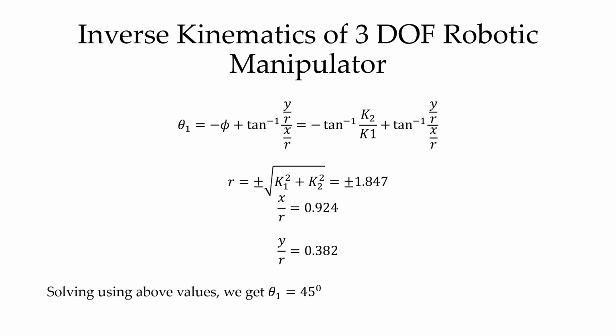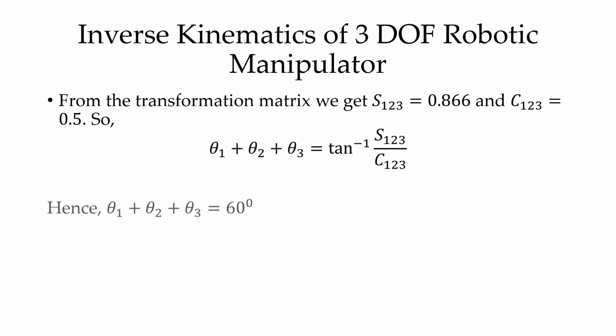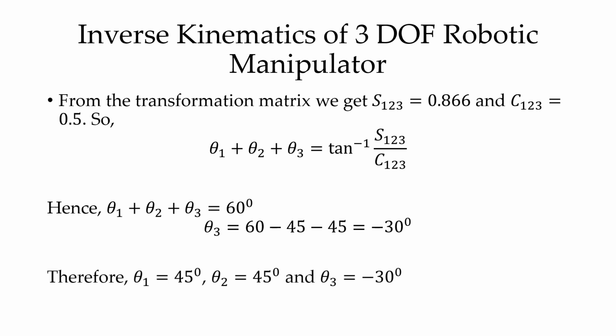So now we have got theta 1 and theta 2. If you look at the transformation matrix, we can see that S123, that is sin theta 1 plus theta 2 plus theta 3, was equal to 0.866, and similarly cos theta 1 plus theta 2 plus theta 3 was equal to 0.5. So using that knowledge, we will find the value of theta 1 plus theta 2 plus theta 3, and it is obtained as 60 degrees. And if you substitute the values of theta 1 and theta 2 into this expression, we will get theta 3 is equal to minus 30 degrees.